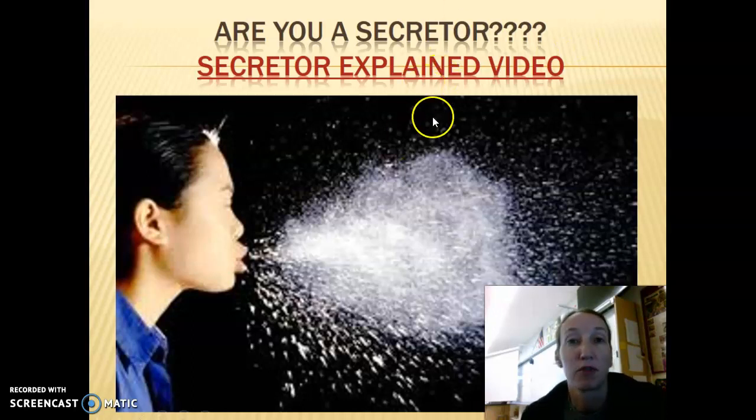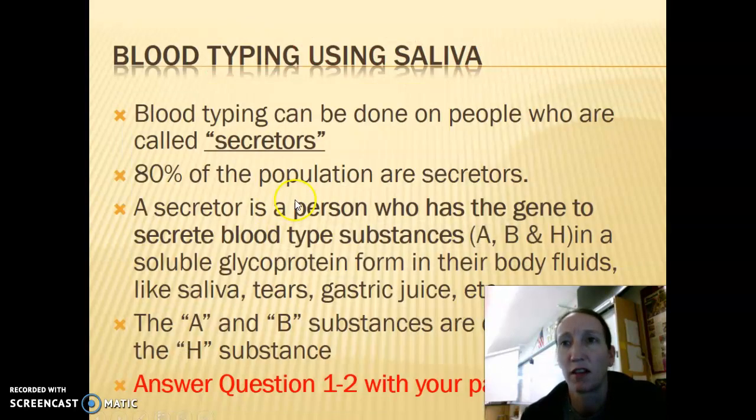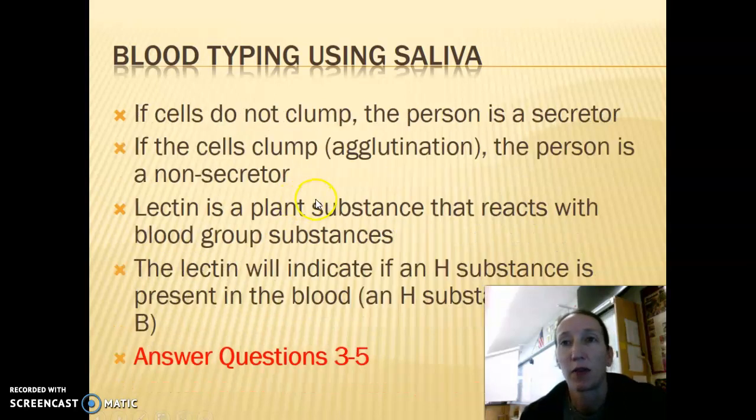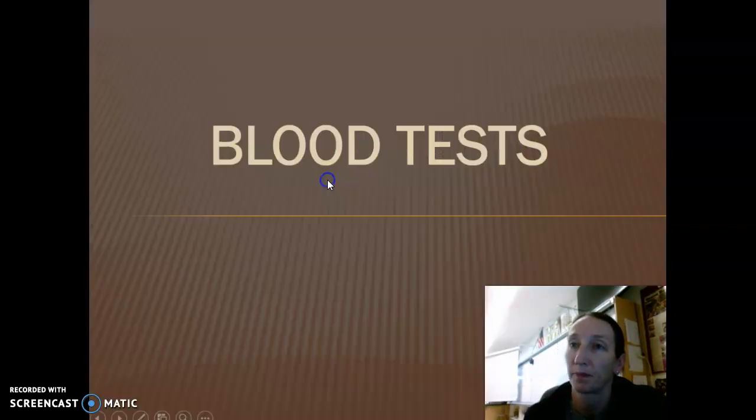The majority of us are secretors, which means you can determine the blood type, and a very small percentage aren't. That's what this is all related to, how we test it. It's the same concept with blood typing. We use this protein-based antibody with your lectin, and if it clumps, then you know that you are a secretor. If it doesn't clump, then you're not a secretor. So that's just determining what your blood type is.